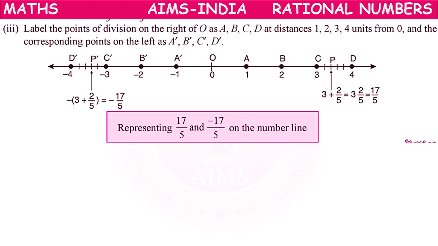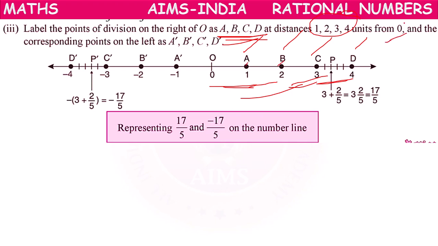Next. Suppose we have points A, B, C, D, where A is at 1 unit, B is at 2 units, C is at 3 units, D is at 4 units. We have represented points 1, 2, 3, 4 on the number line from O. In the same way, on the left hand side, we have A dash, B dash, C dash, D dash.